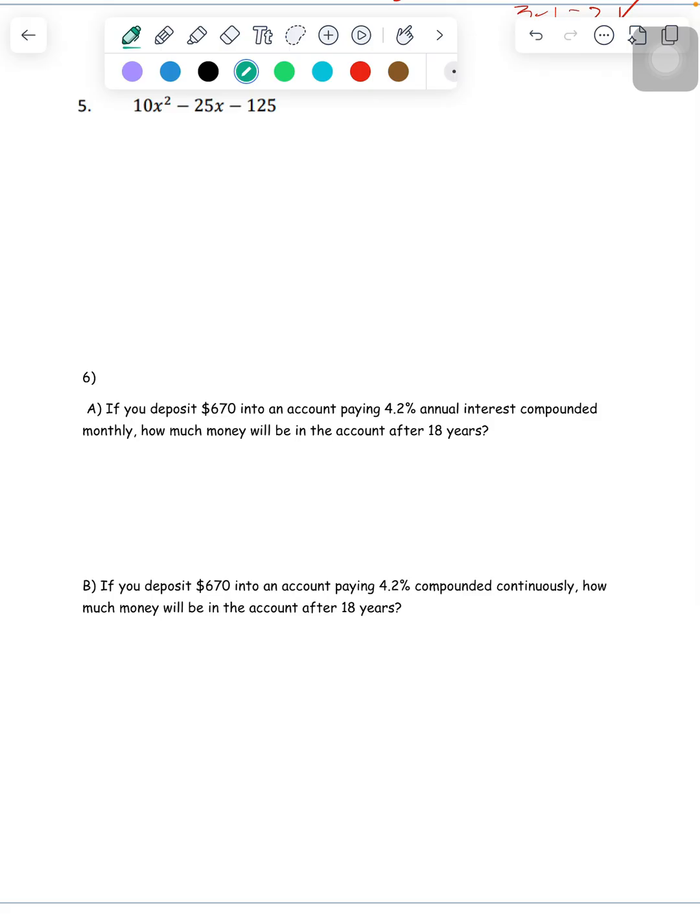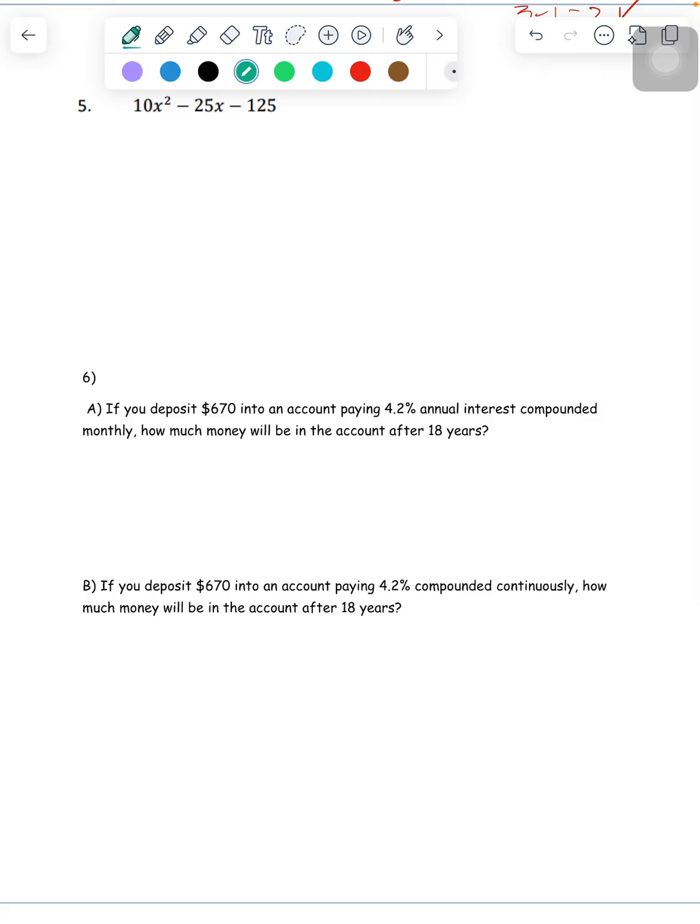So first things first, right? If it asks you to factor, you've got to do a couple of things. So first thing I'm going to do: does any term in 10x squared minus 25x minus 125 have anything in common, anything that multiplies into all of them? We know it's not going to be x because there's no x next to the 125. But I know 5 goes into all of them.